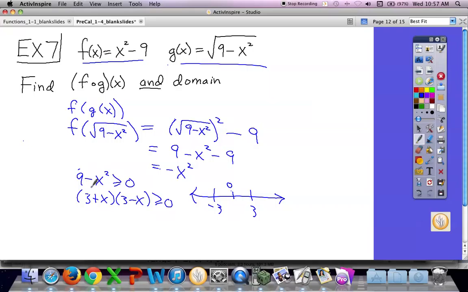Would this expression be positive or negative when x is 0? Positive, right? It'd be 9. So it's actually, this thing is greater than or equal to 0 when x is between negative 3 and 3. So that is the domain of the inner function, which is g of x here. So that's the domain of the composition. Right? So we would say, if you want to say it as domain, you could go negative 3 to 3.